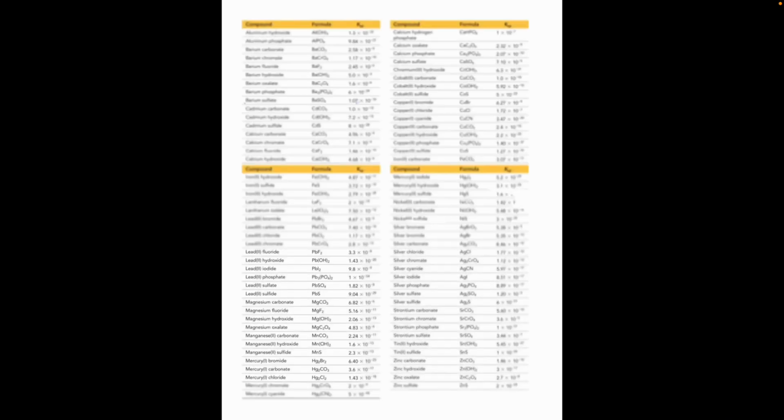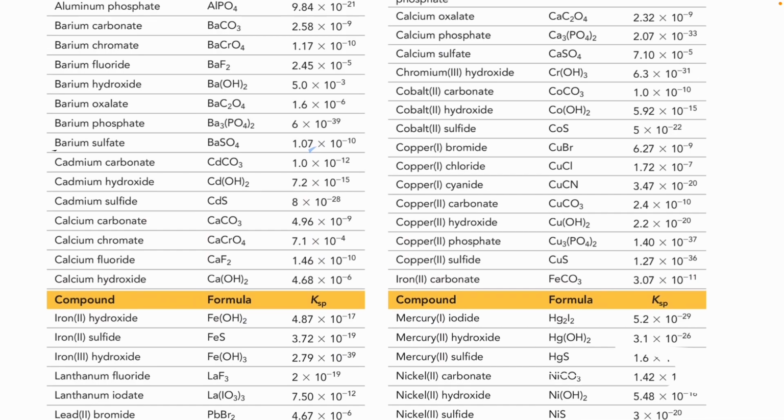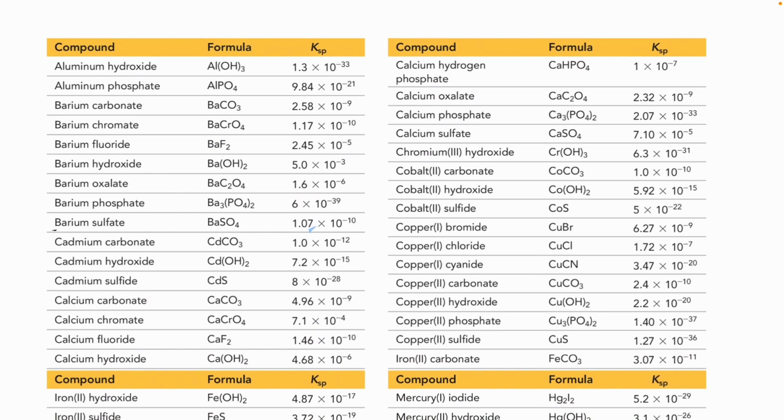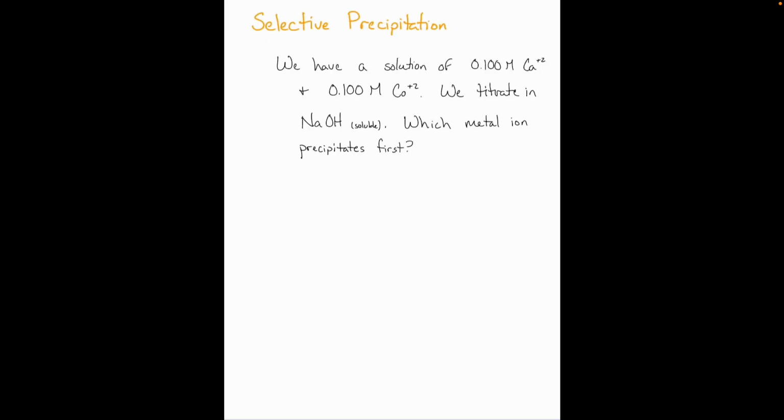So we're going to look up calcium hydroxide, which we actually just did. That was this one here. That 4.68 times 10 to the negative 6. And now we're going to look up cobalt hydroxide. That's this one here, 5.92 times 10 to the negative 15. So let's get these both over here.